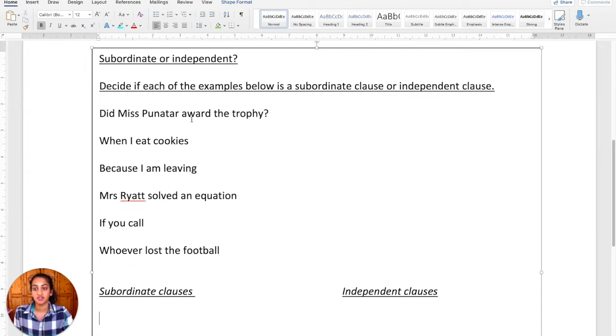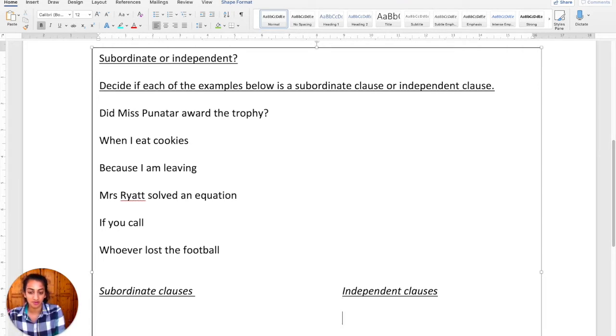Did Miss Panata award the trophy? Does it stand on its own? Did Miss Panata award the trophy? I think it does. Therefore, I'm going to write it in my list of independent clauses. So over here, hopefully you're doing this with a piece of paper and a pen. You just write down underneath your title, did Miss Panata award the trophy? What about the next one?